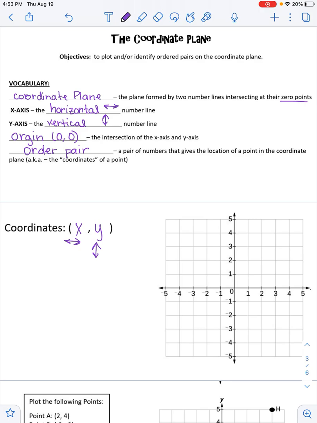Okay, so looking at our graph, first we need to label the x and the y-axis. So again, the x-axis is the horizontal axis. So that's this one right here. The y-axis is the vertical axis. It goes right here. They meet right here in the middle at what is called the origin. So I'm going to go up here and write that.